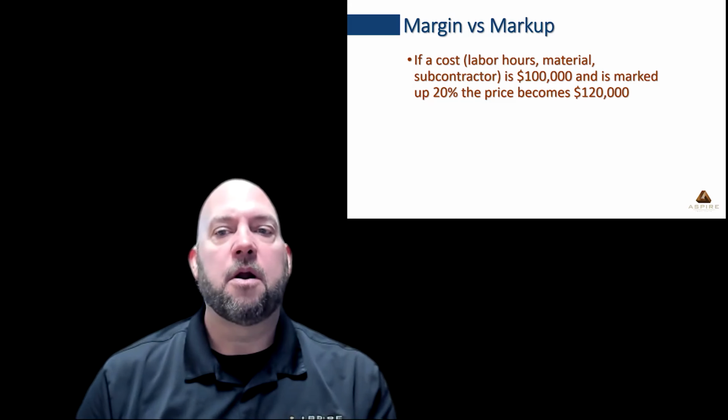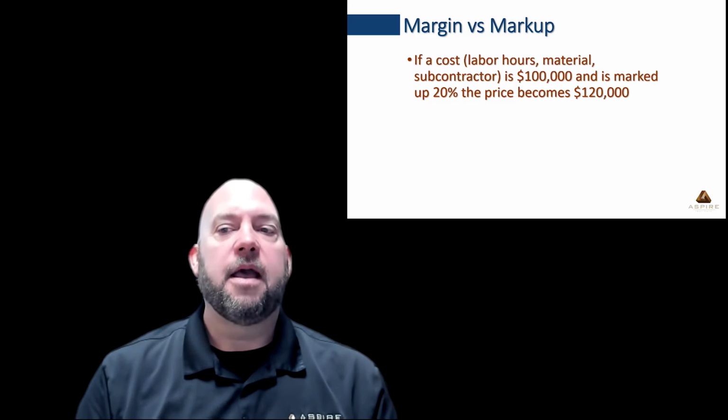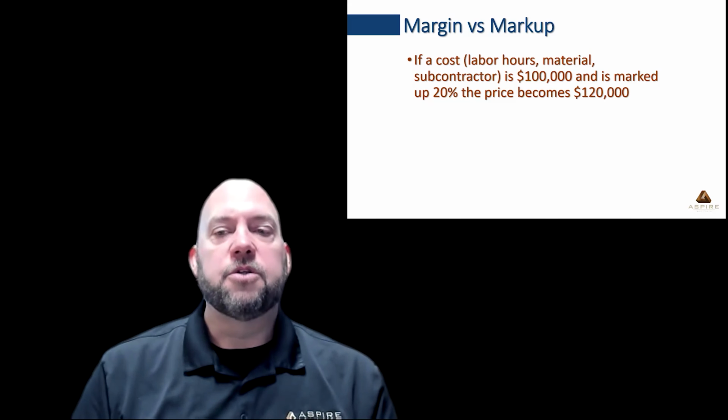When we're using markup, we look at a multiplier. So let's say we had a job cost that was $100,000 all in. It was our cost. We wanted a 20% profit on that. We would sell it for 120. But what is the actual margin on that? Is it 20%? Because it's not. It's actually 16.7%. So I want to talk about the math and how this works.